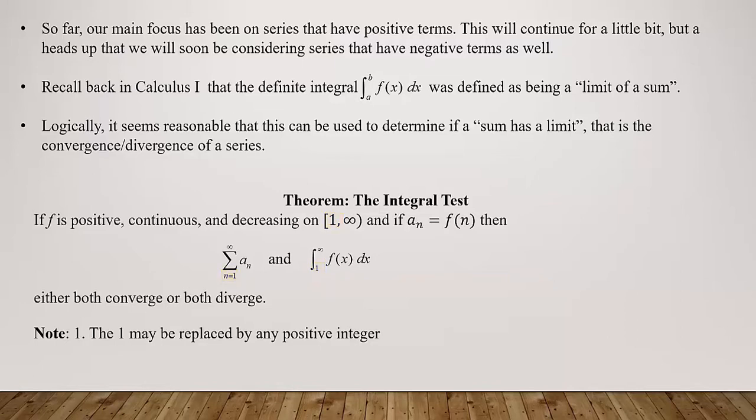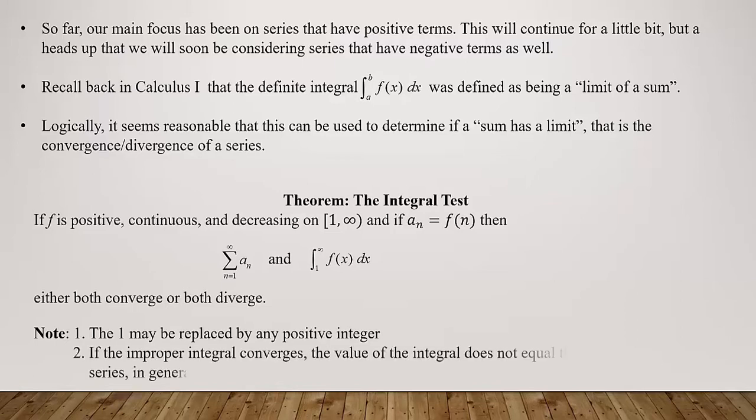Again, this all goes back to the first few terms meaning nothing for the long-term behavior of whether something converges or diverges. And then note number 2, if the improper integral converges, the value of the improper integral does not equal the sum of the series in general. So if we evaluate an improper integral and we get a number which tells us the improper integral converges, don't think that number is telling us the sum of the infinite series. It's not true in general.